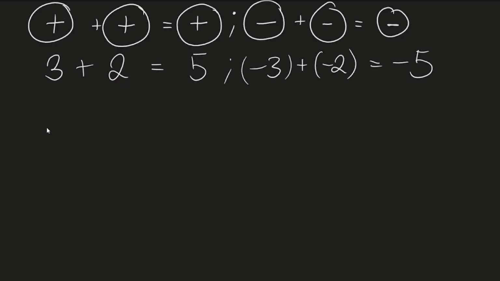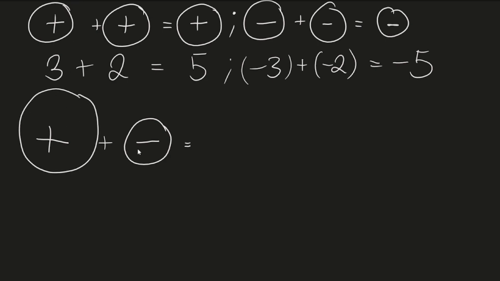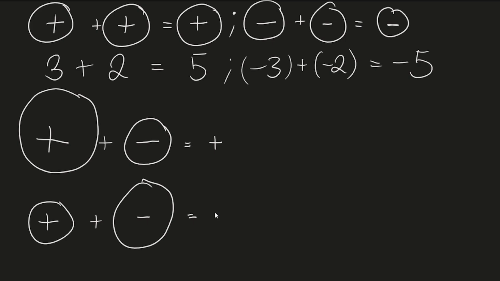Now, what if you're going to add different signs? One number is positive, and you're going to add that with a number that is negative. What will happen to the sum? If the positive number is larger than the negative number, then you will put the positive sign. And if you have a larger negative number, then the sign of the sum would be negative. Not only that, if you have different signs, then you will find the difference of those two numbers.